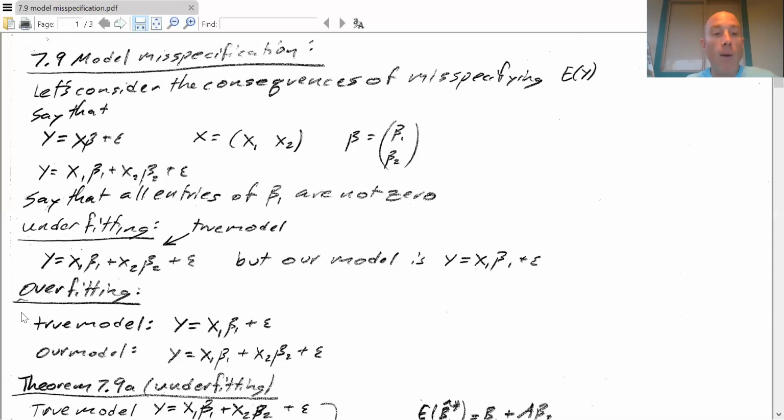Now, if I'm overfitting, our true model is y is equal to x1 times beta 1 plus epsilon. And then in our model, we're overfitting, we're including variables that we shouldn't. So all the correct variables are included, but we throw in some extra junk additionally.